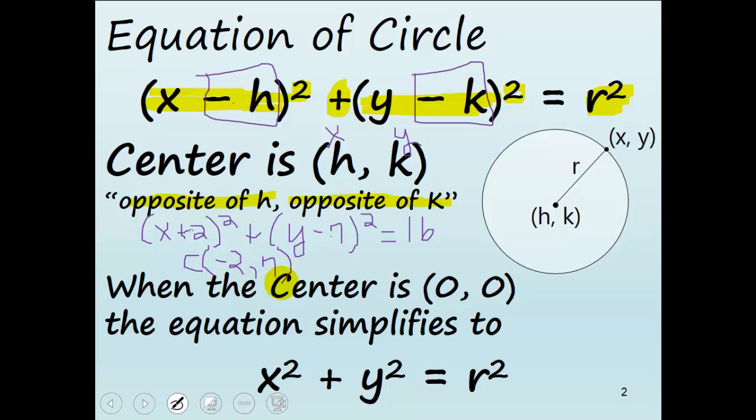Now, when the center is at 0, 0, the equation gets a lot simpler, because if I were to plug in a 0 for h and a 0 for k, it would just simplify to x squared plus y squared equals r squared. So if you feel like you can only remember one form of this equation, I'm going to recommend you learn this one, because it works for every circle regardless of its center. This one only works when you're centered at 0, 0.